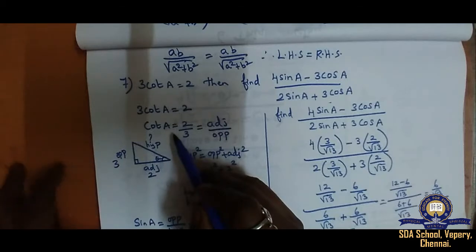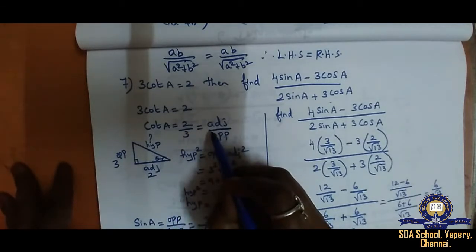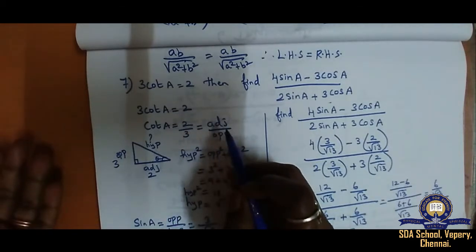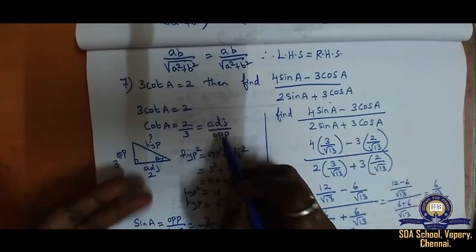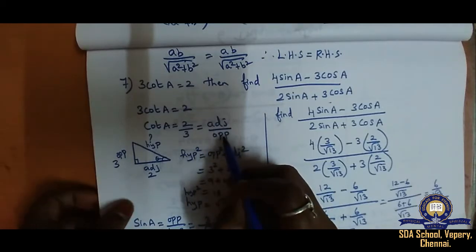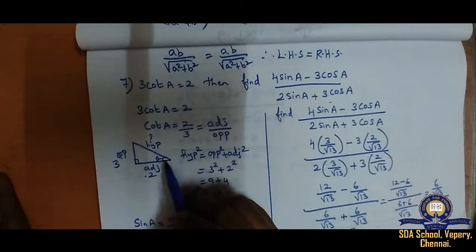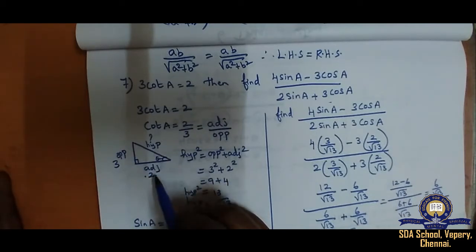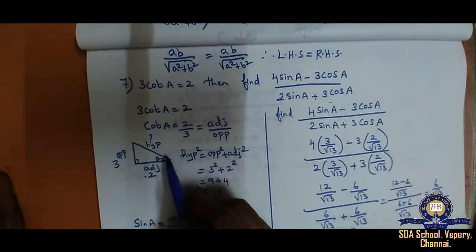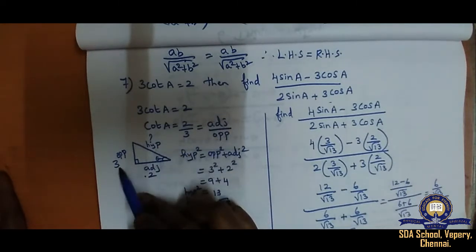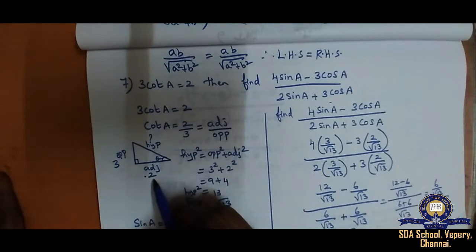What is the cot A formula? Tan is opposite by adjacent. The reverse of tan is cot, adjacent by opposite. Clear? So draw a diagram. Theta will be here. Hypotenuse. Theta's opposite side is opposite. Adjacent comes here. The longest side is hypotenuse. Instead of opposite, write 3 here. Instead of adjacent, write 2 here.